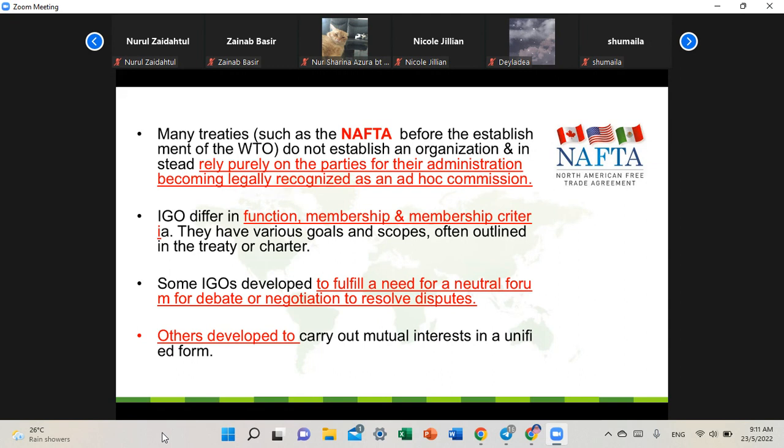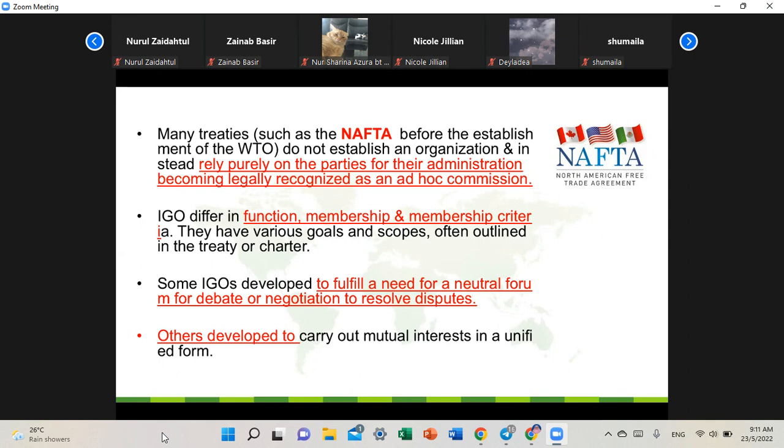Like I said, each of these IGOs addresses specific dimensions or areas. Okay, for the WTO, mostly on the economy lah. Sebab WTO stands for World Trade Organization. Same goes for the IMF lah.